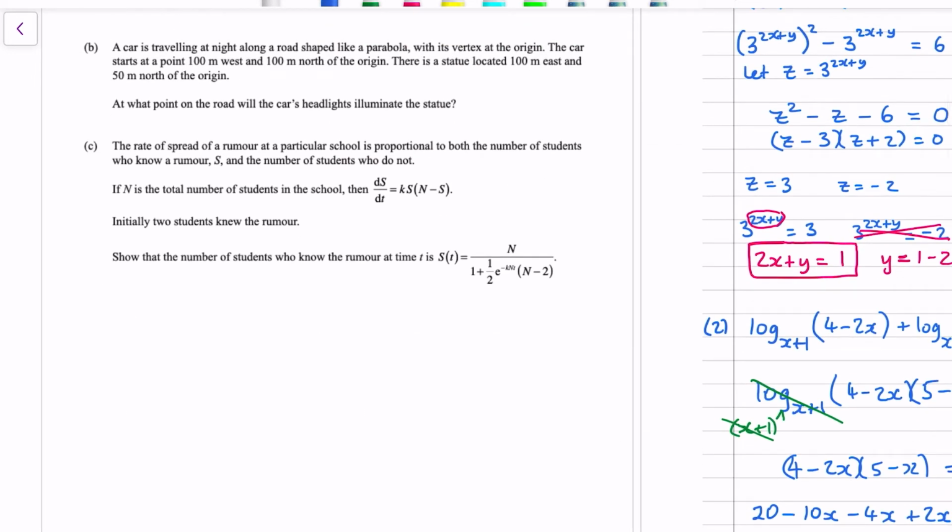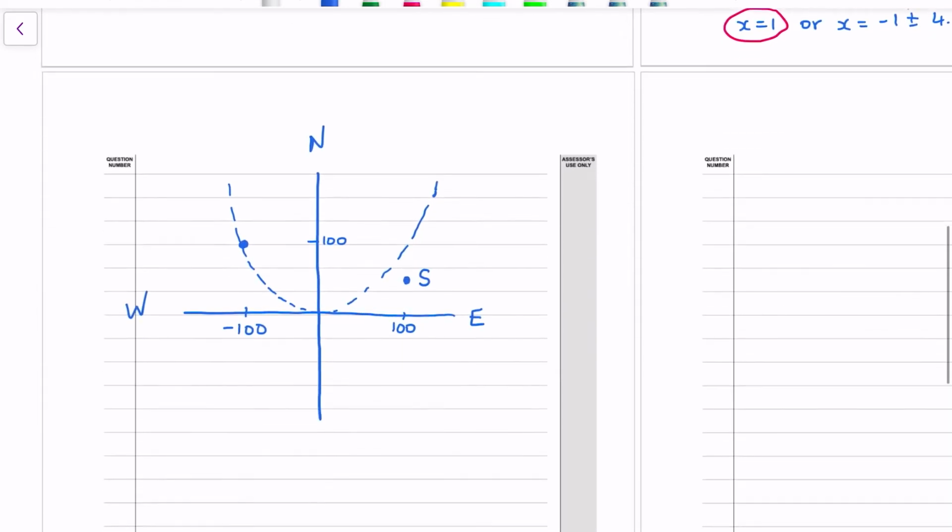And at what point on the road will the car's headlights illuminate the statue? It's going to be some point here, where the car is, where the tangent of the car's driving along this road, assuming that the headlights are pointing straight out, which they wouldn't be, they'd be pointing along the road. It's such a contrived question.